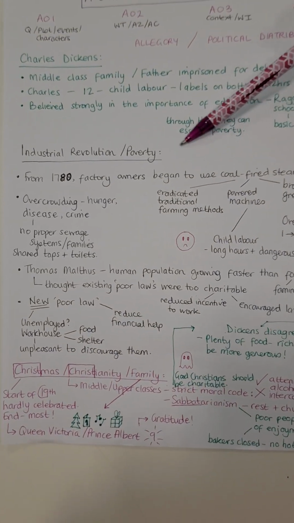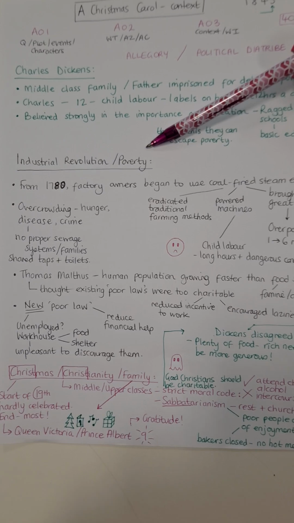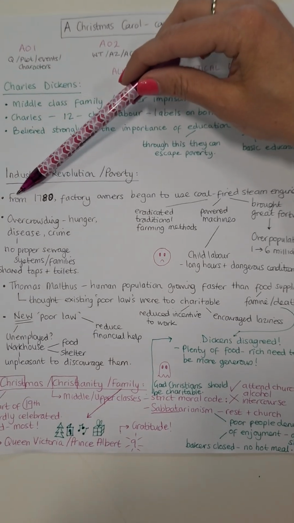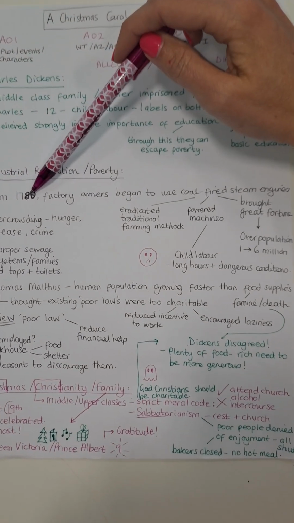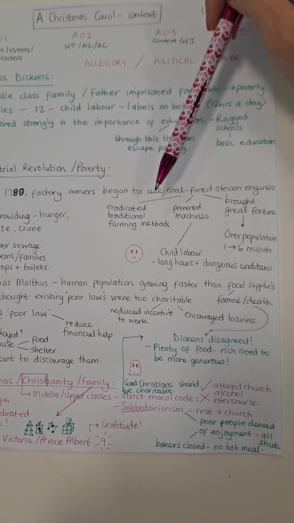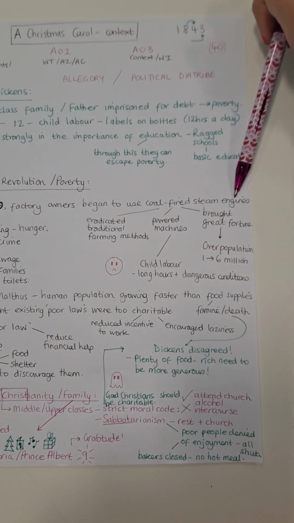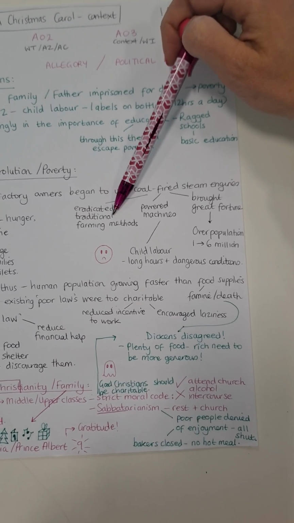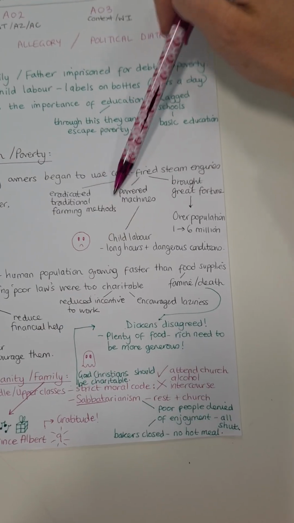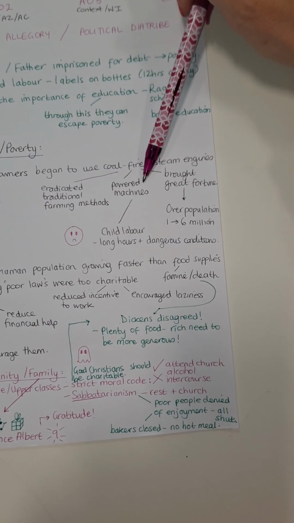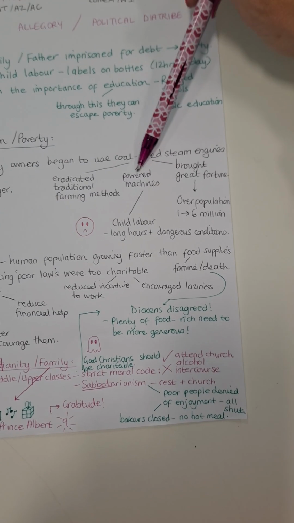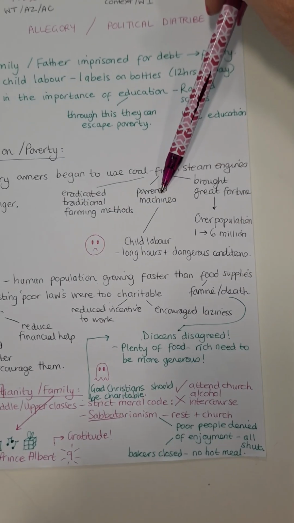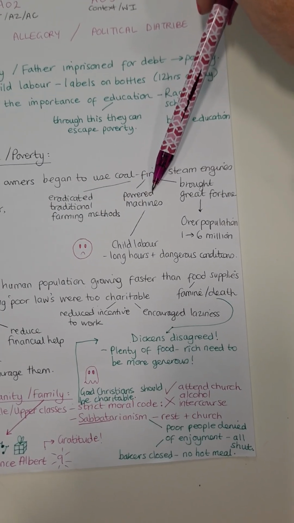Speaking of poverty, how did this come about? Well, during the Industrial Revolution, specifically from 1780, factory owners began to use coal-fired steam engines, and this was hugely beneficial. It eradicated all sort of traditional farming methods, and these steam engines in turn powered the machines, which therefore meant that many of the people that were required were not required anymore.